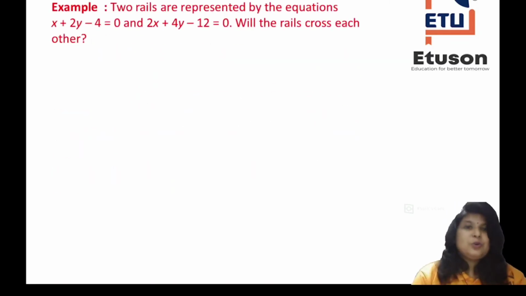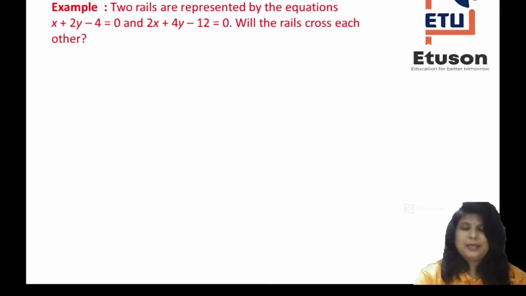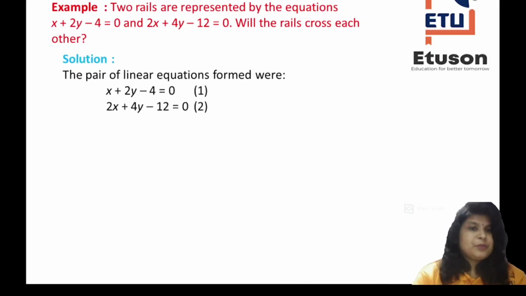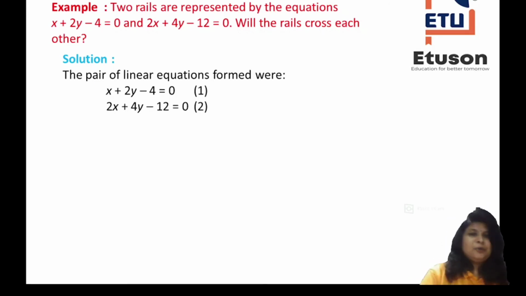Two rails are represented by the equations x plus 2y minus 4 is equal to 0 and 2x plus 4y minus 12 is equal to 0. So you have to find out, will the rails cross each other? This problem we have solved graphically. So let us solve it by the substitution method. What is the pair of linear equations? They are x plus 2y minus 4 equal to 0, and another one is 2x plus 4y minus 12 equal to 0.